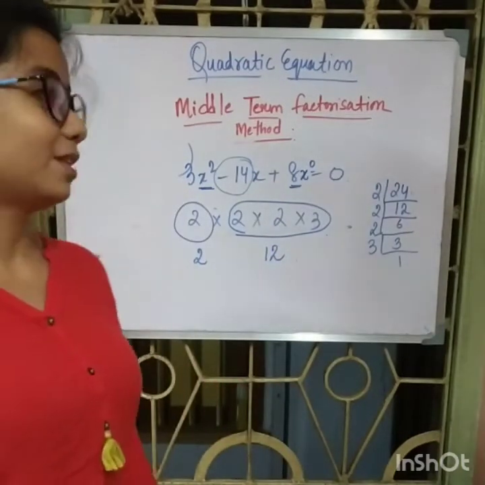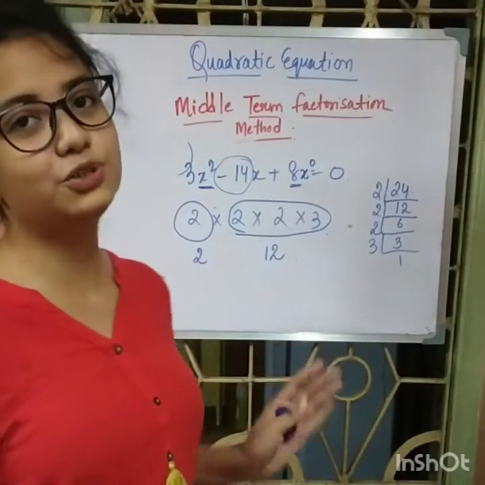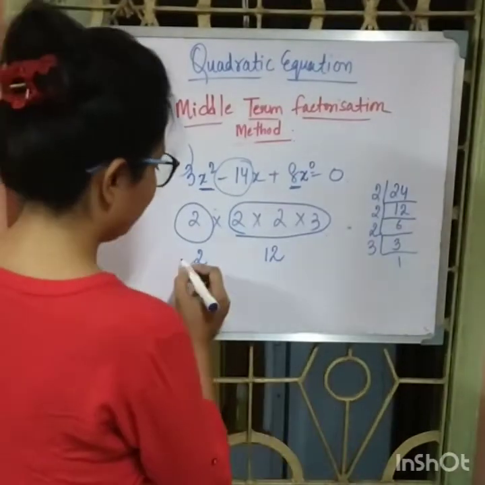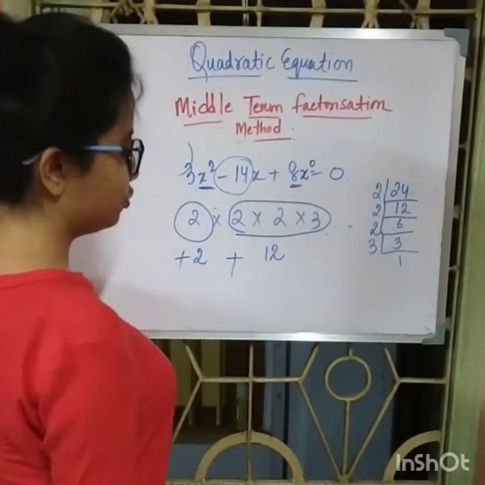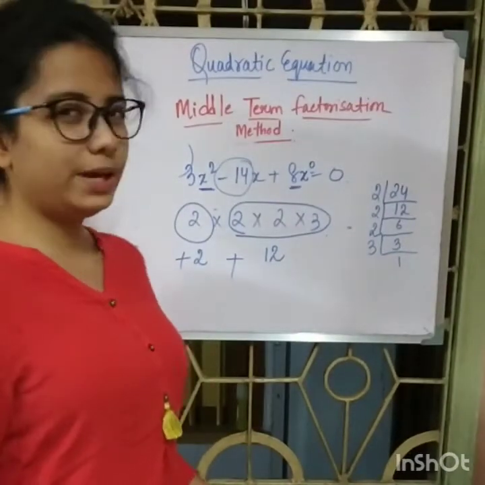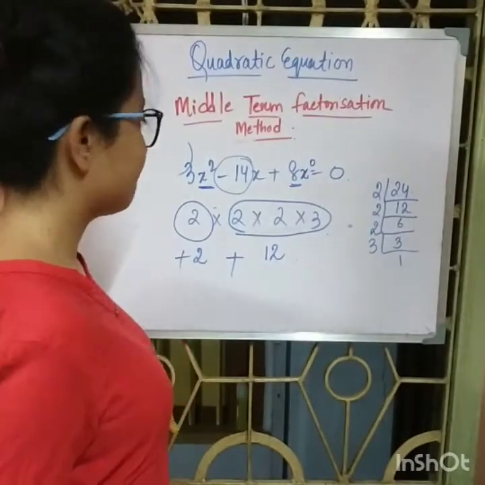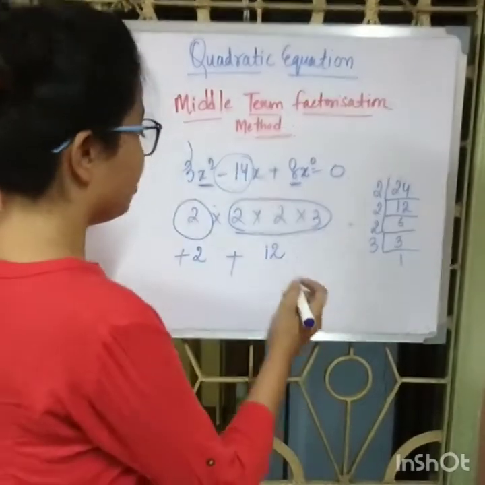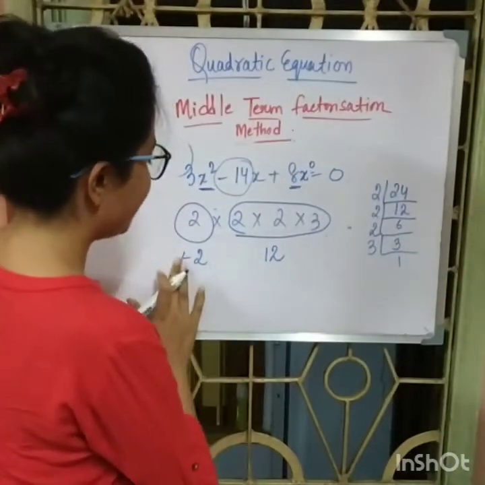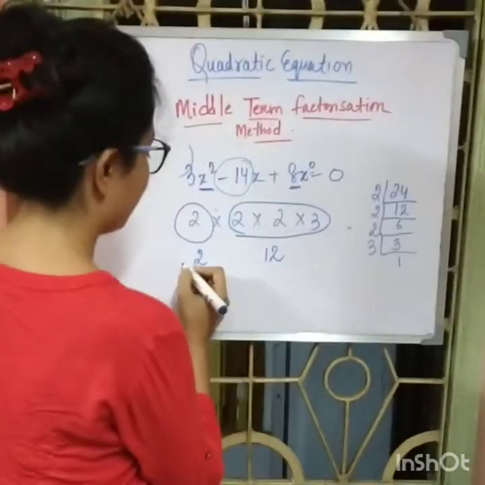Now, we can very clearly see that if we add 12 and 2, we'll get 14. But if we only add 2 plus 12, will we get minus 14? No, right? We won't get minus 14. So we need to make some changes in the sign. Okay? What can we do?